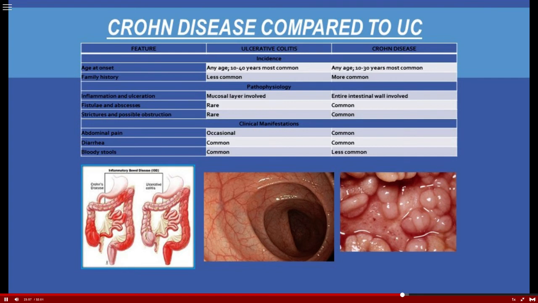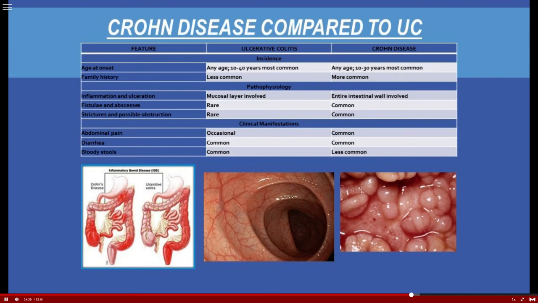But age of onset, usually not a lot of difference. You can see 10 to 40 for UC and 10 to 30 for Crohn's. What's important is that family history. You see that ulcerative colitis is much less common, but with Crohn's, it's much more common. Now comes the patho. When you think about ulcerative colitis, you see that the mucosal layer is involved, so sort of more superficial, versus Crohn's disease, it's the entire intestinal wall.